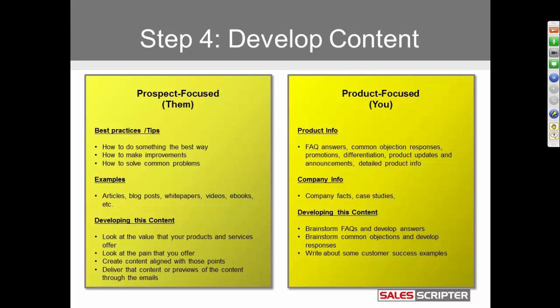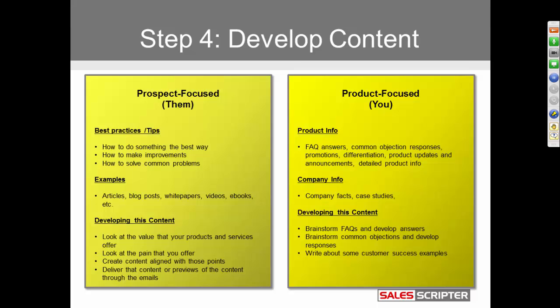The other category is about you. So this is product focused. So this is more about me. And some examples of the type of info: you could create content and send this through emails in your email drip campaign.